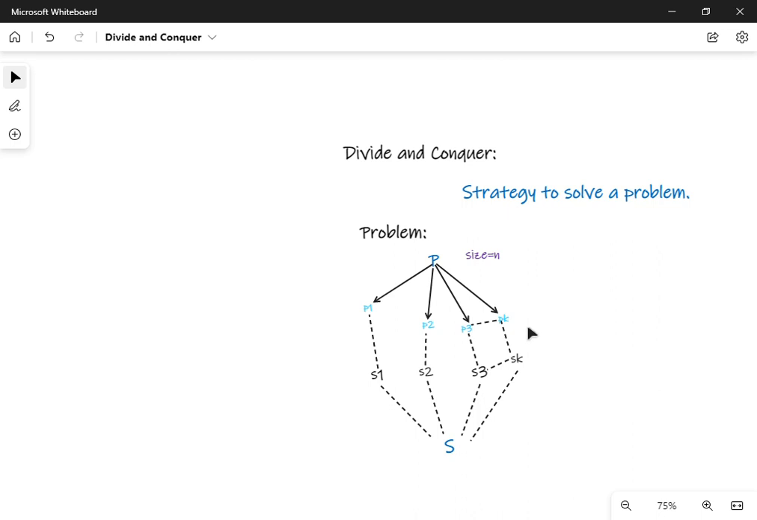So today we are going to discuss the divide and conquer method. It is quite similar to the greedy method that we discussed in our previous video. What is divide and conquer? It is a strategy to solve a problem, like the other methods such as the greedy method, branch and bound, etc.